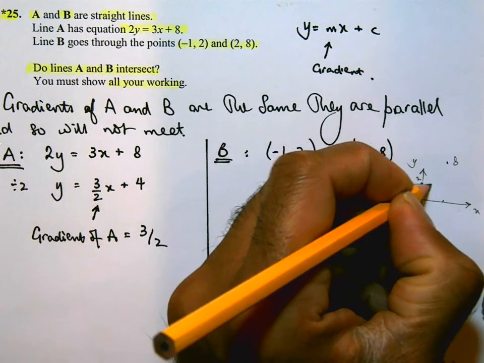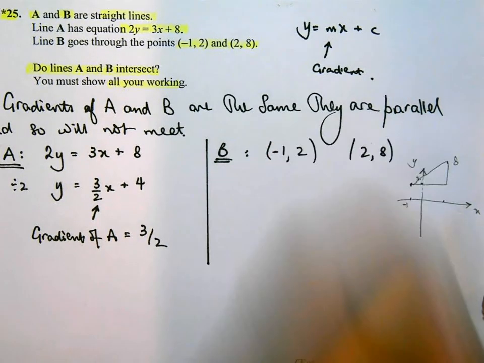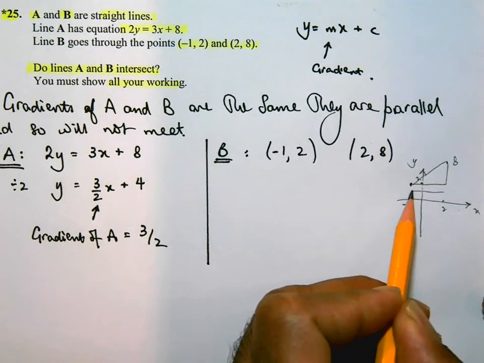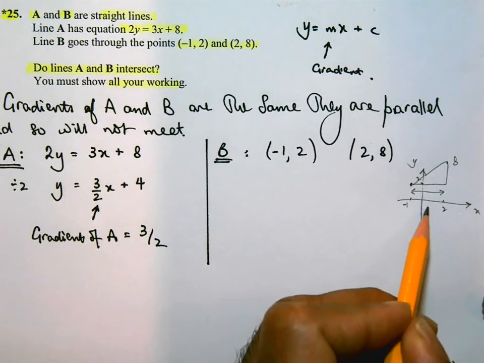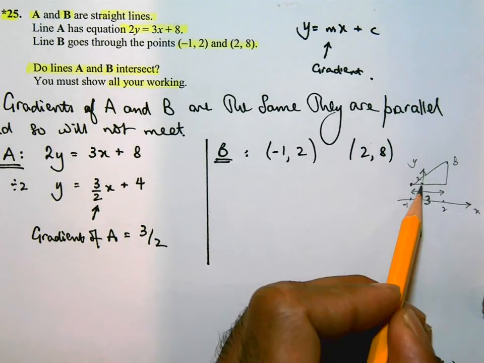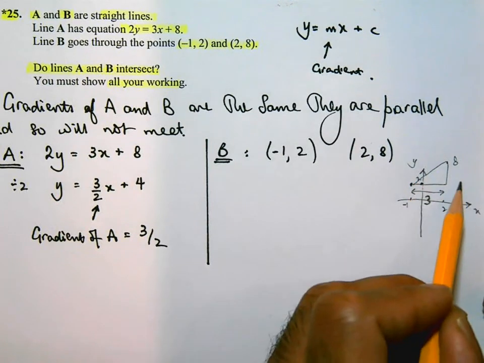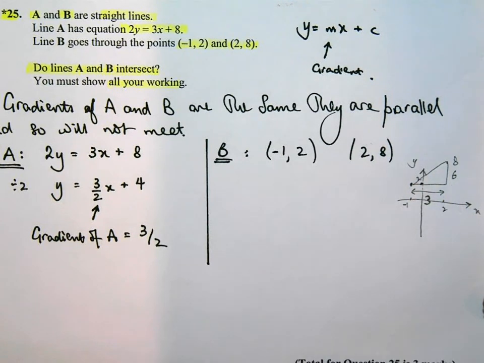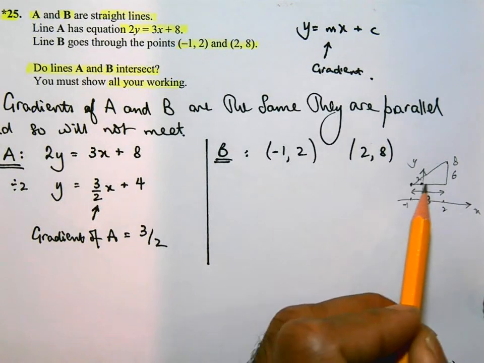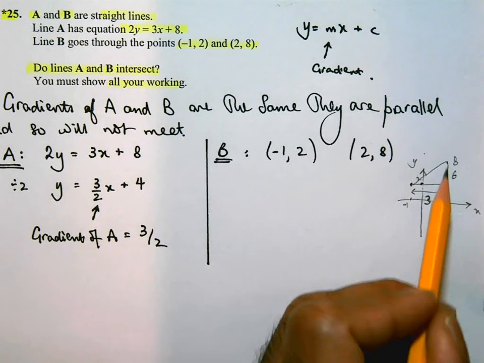If I draw a triangle going across there, I said that was 2 along. Now, the base of this triangle is going to be 3 altogether, because it's 2 plus 1. And the height of this triangle goes from 2 all the way up to 8, which makes it 6 high.